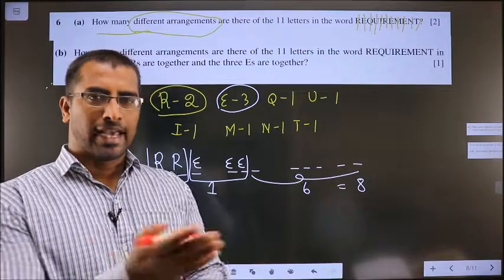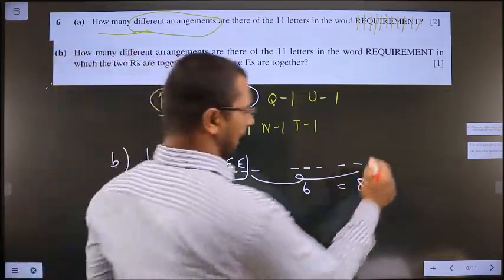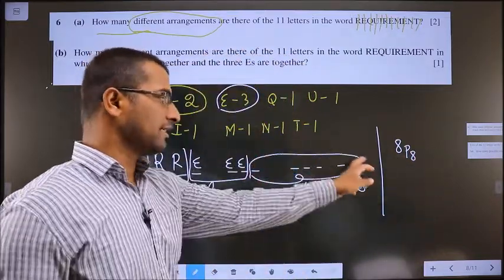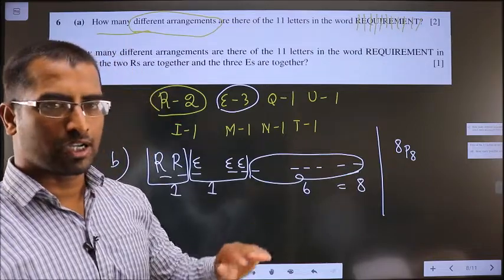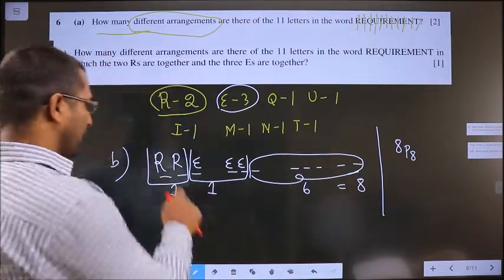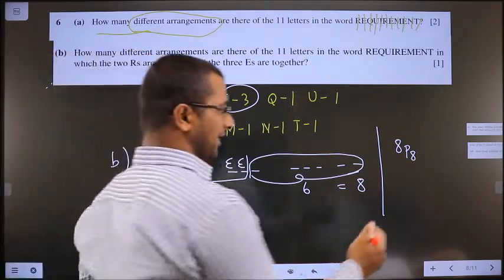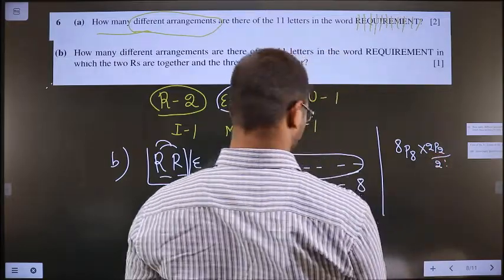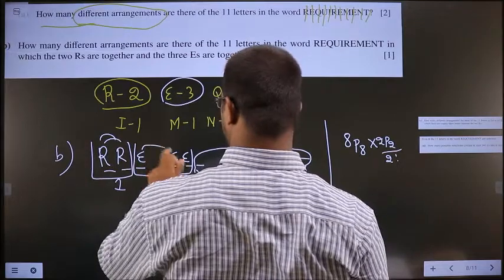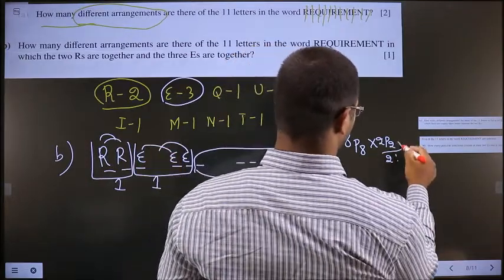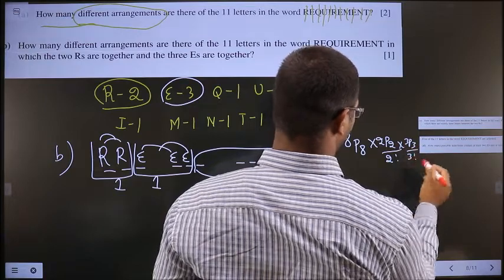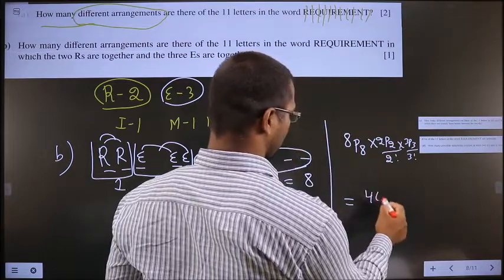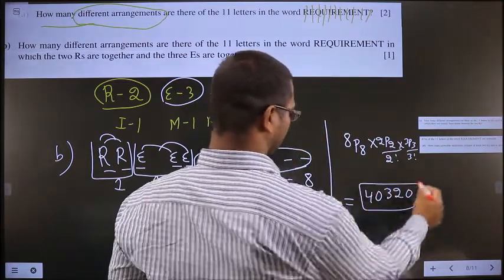These 8 can be shuffled in 8P8 ways. Among these 6 letters, none of the letters are the same, so no division will come. Clear? Now, the R's can shuffle inside in 2P2 ways, since those two are the same, divided by 2 factorial. These E's also can shuffle in 3P3 ways, divided by 3 factorial. So put all of it at once in the calculator, and you get the answer to be 40320. Okay.